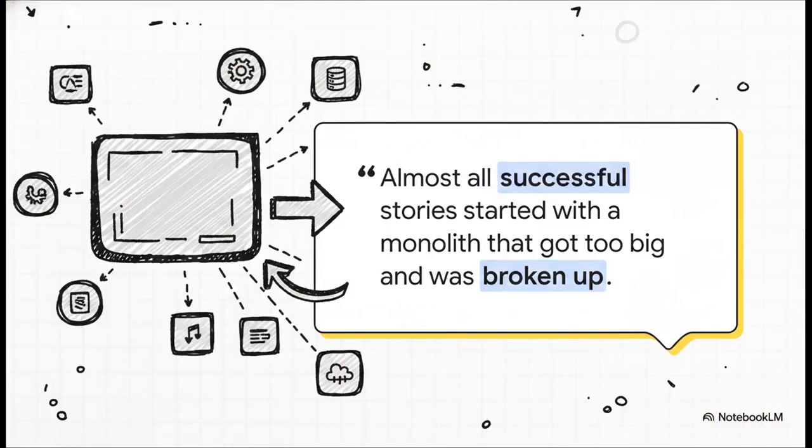Moving to Section 2, the strangler fig strategy, evolving without downtime. As software design expert Martin Fowler put it, almost all the successful microservice stories have started with a monolith that got too big and was broken up. It's a hard truth, but as engineering leads, we know the best migrations don't start from scratch. They strategically decompose what's already running and generating revenue.